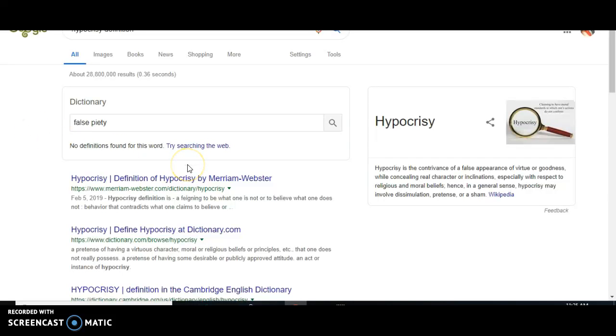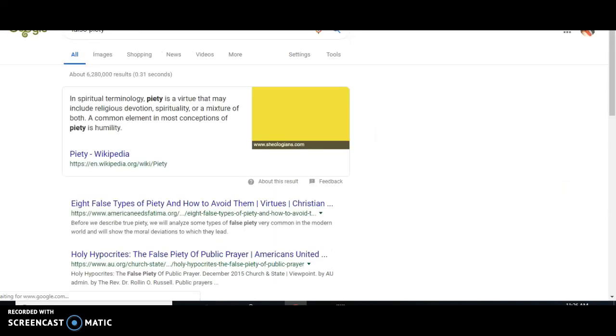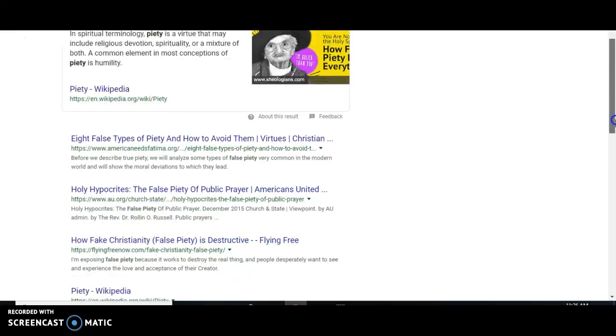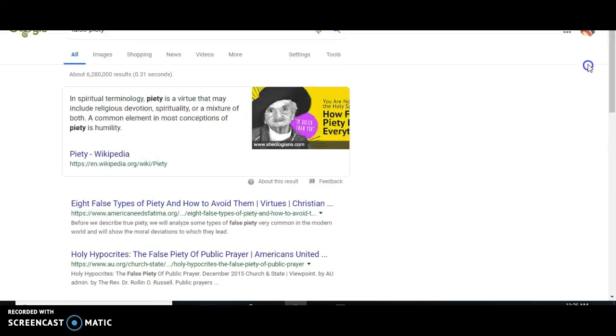Let's see. If you look up false piety, let's look it up here. It's a phrase, not a word, so let's see. Eight false types of piety and how to avoid them. Holy hypocrites. False piety of public prayer. How fake Christianity, false piety is destructive.